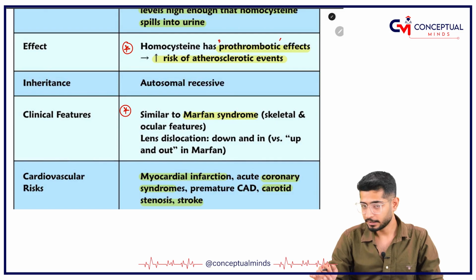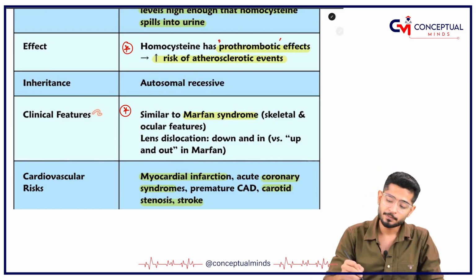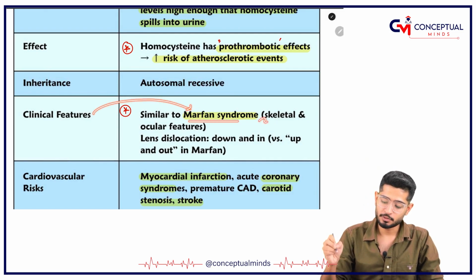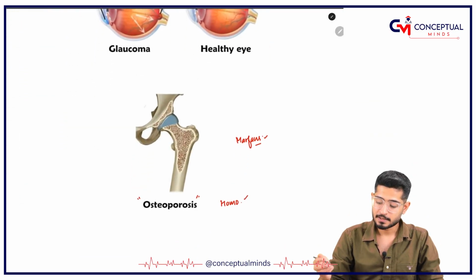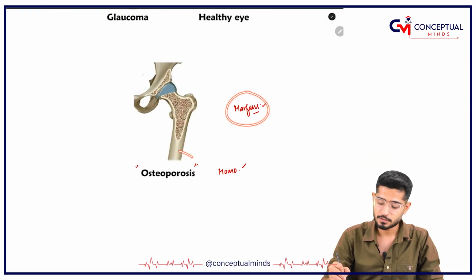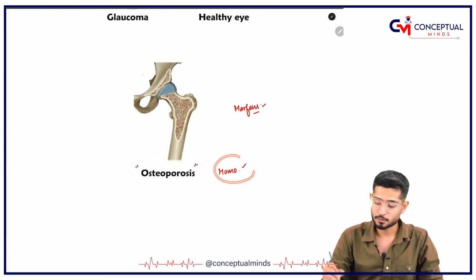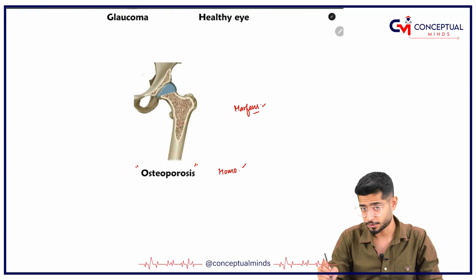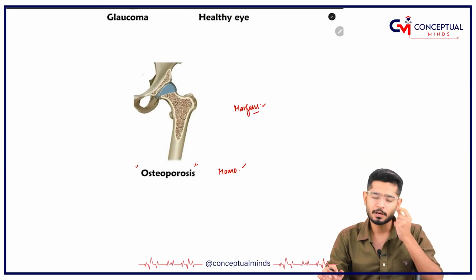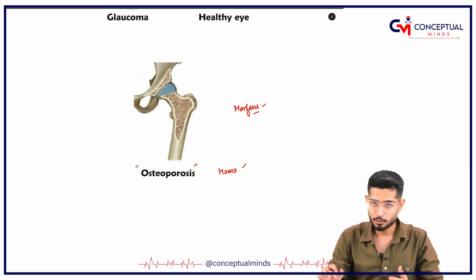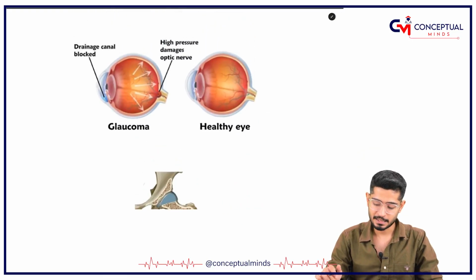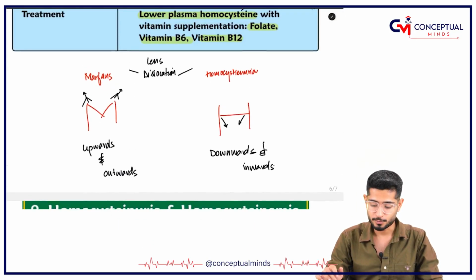And if I talk about the clinical features, my dear friends, remember that the clinical features are very similar to Marfan syndrome. If I just give you an insight, Marfan's also presents with osteoporosis, and homocystinuria is also presenting with osteoporosis. Yes, in Marfan's there are long bones, but the density is less. That's why there is osteoporosis. Similarly, in homocystinuria, the bones are long, the density is less.